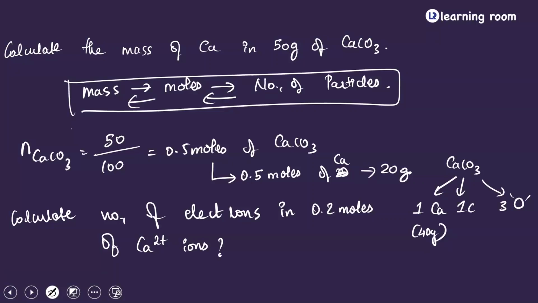Calculate the number of electrons in 0.2 moles. See, pay attention: if they ask for a number in terms of moles, we know that 1 mole has 6.023 into 10 to the power of 23 particles. So if they ask for the number of electrons, once we know the number of moles of electrons, we can find the number of electrons. Whenever they ask for the number of particles from mass, convert it to moles and then go there.